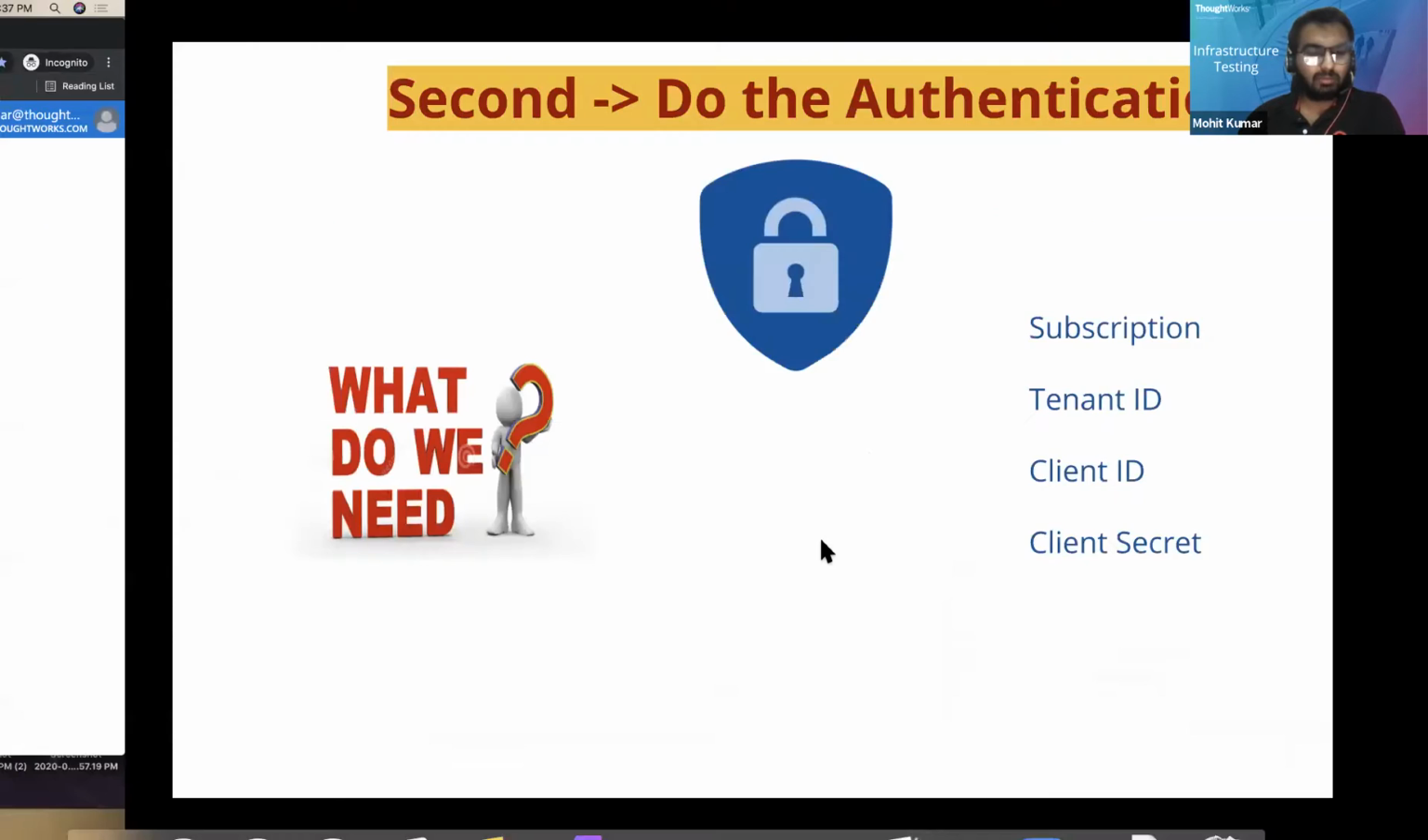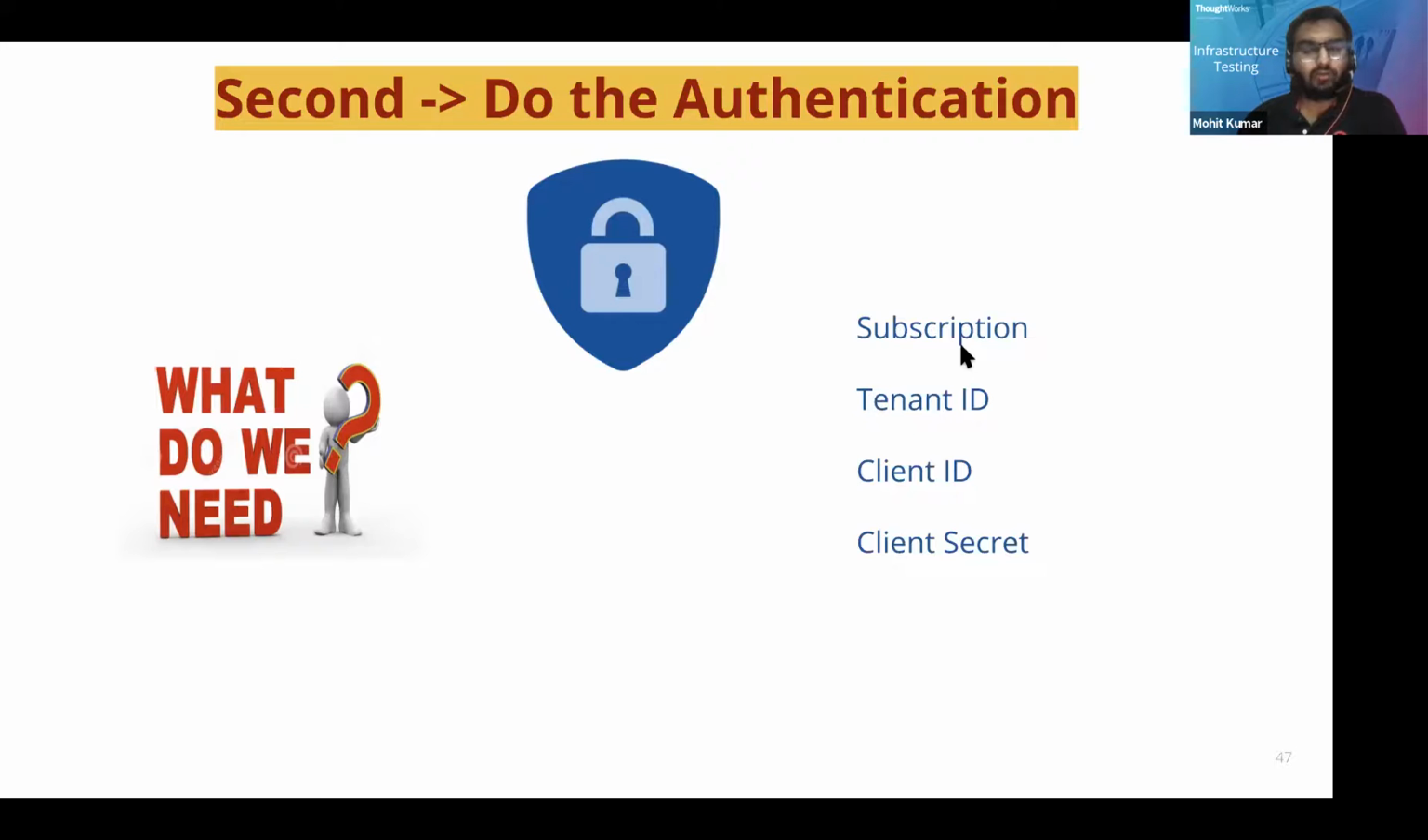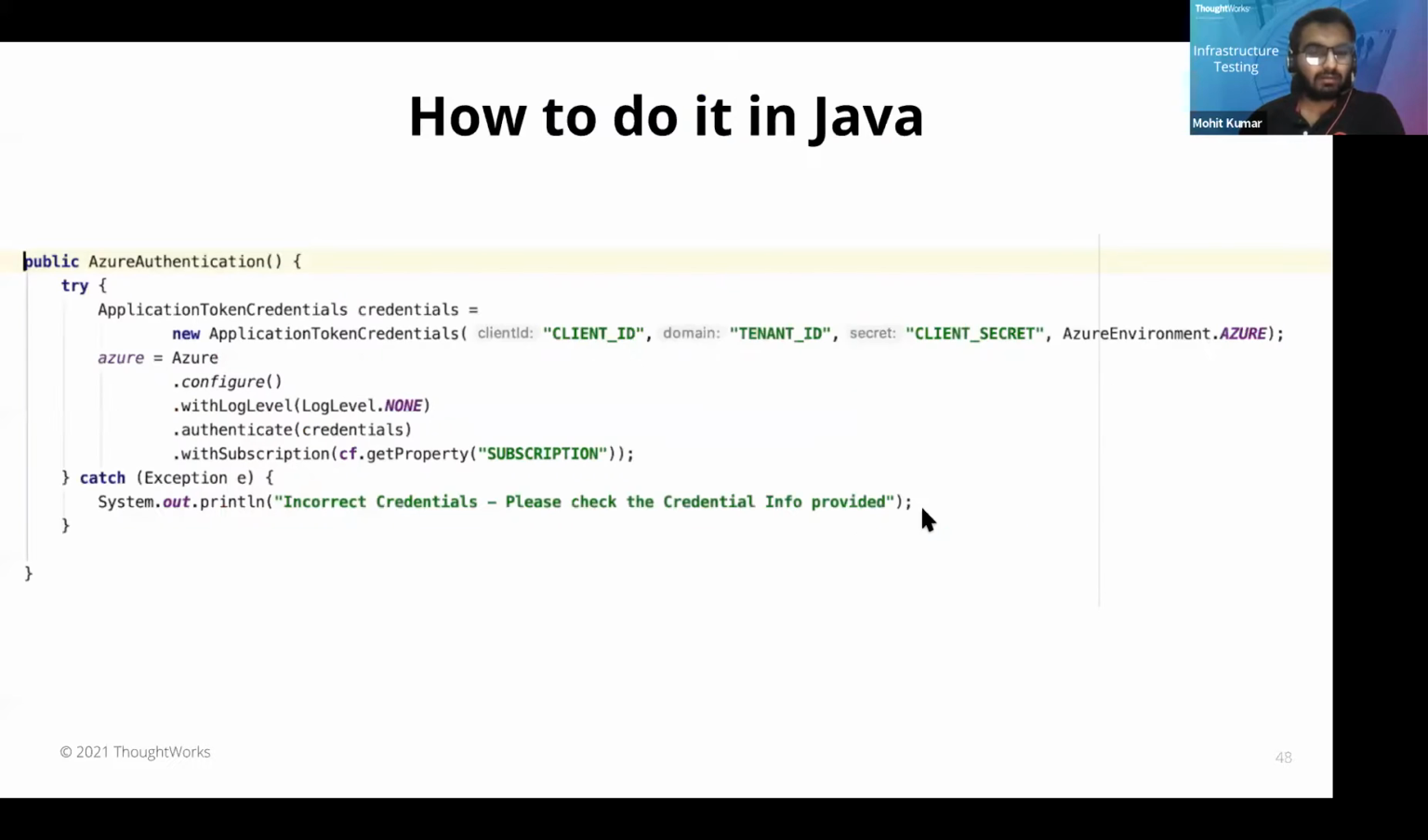Moving back to the PPT. So now we have the subscription ID, tenant ID, client ID, and client secret. How to write code in Java to authenticate? Here I have declared one method called Azure authentication, where in a try-catch block I have used the ApplicationTokenCredentials class and created one object through it called credentials. And here I have provided the client ID, tenant ID, and client secret into the constructor of the ApplicationTokenCredentials class.